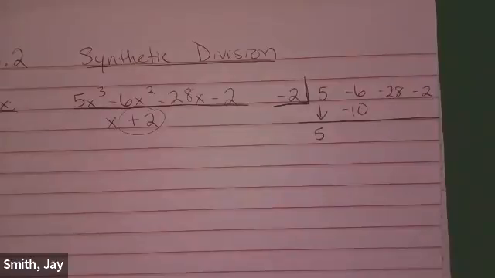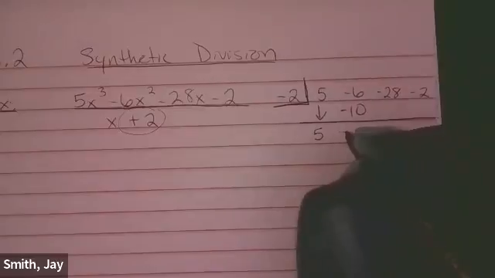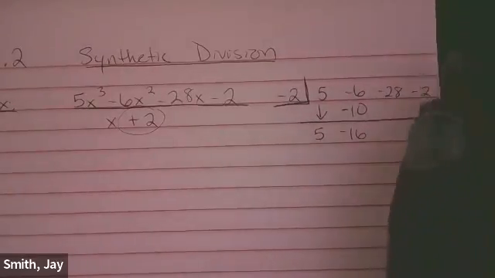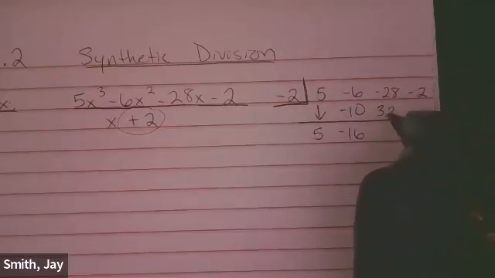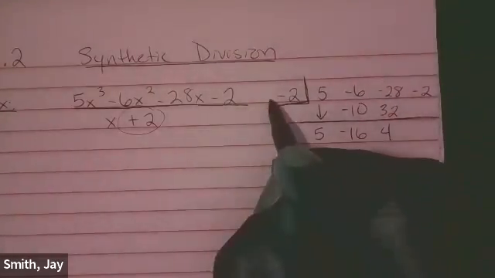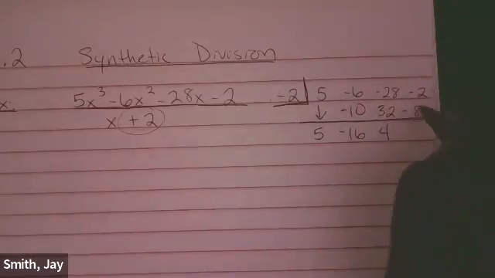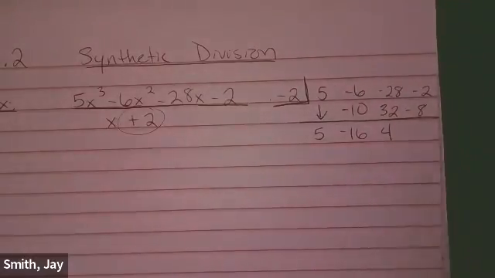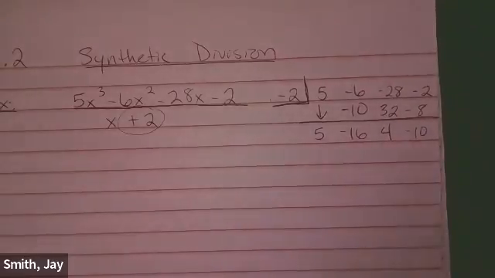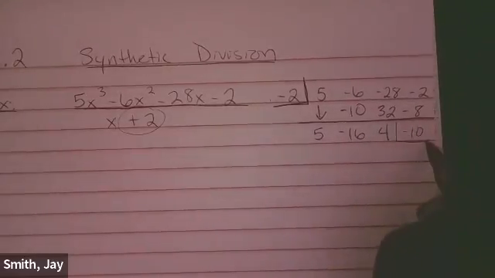Negative 6 plus a negative 10 gives me a negative 16. Negative 16 times negative 2 gives me a positive 32. Negative 28 plus 32 gives me a positive 4. 4 times negative 2 gives me a negative 8. And negative 2 plus a negative 8 gives me negative 10. Now this last value represents our remainder.